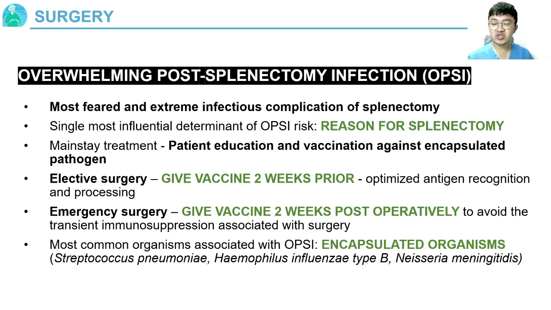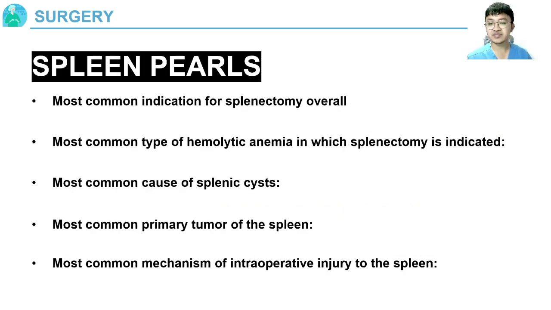Okay. The most common organisms associated with overwhelming post-splenectomy infections are your encapsulated organisms: S. pneumoniae, H. influenzae type B, and N. meningitidis. This is why we give vaccines for post-splenectomy patients that target these three, along, of course, with your influenza vaccine, which is the fourth vaccine.